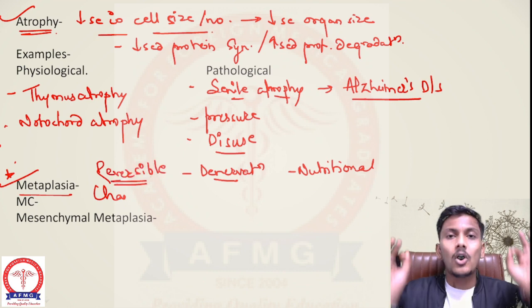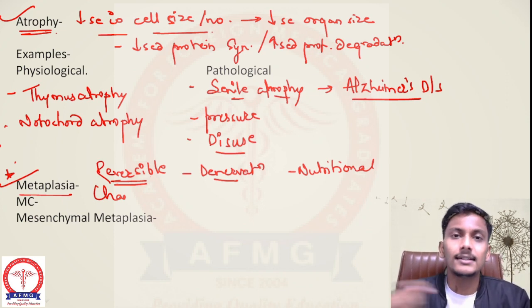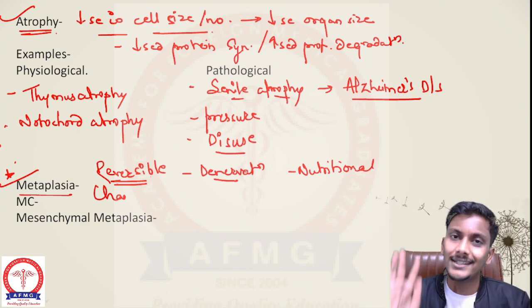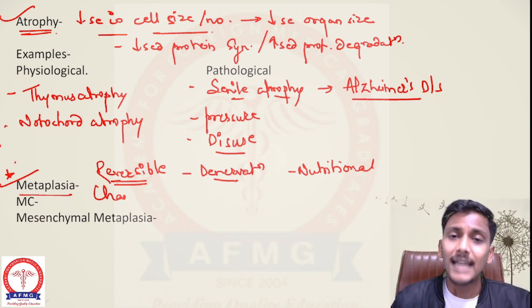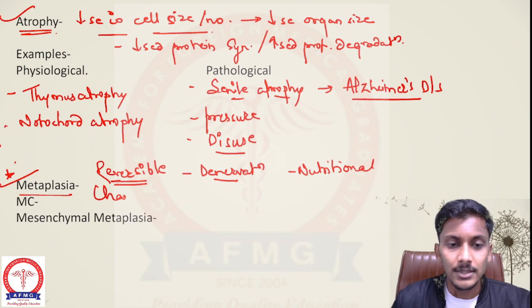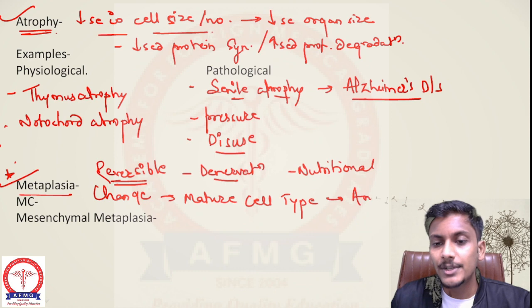Please remember, all cellular adaptations are reversible. That is, as soon as the injurious stimuli are removed, the cell would restore its normal functioning state. So please remember, metaplasia is also reversible. We tend to forget that, we mark it as irreversible, but no, metaplasia is a reversible change in which one mature or differentiated cell type is changed to another mature cell type.